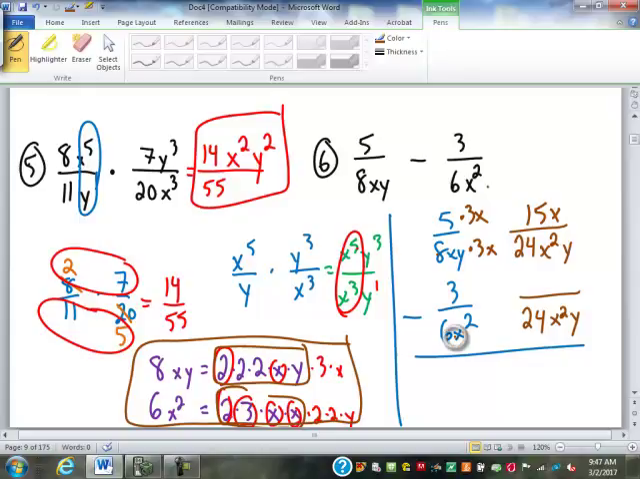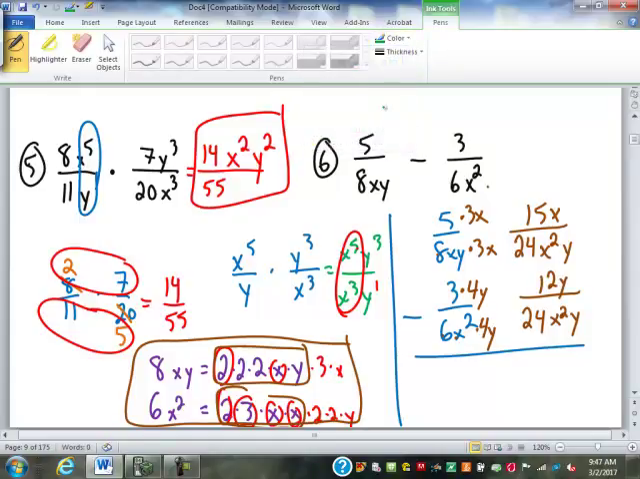Down here, what did we have to multiply? Well, the 6 has to multiply by 4. Do we have to do anything to the x? Nope, it's already an x squared. But we do need a y. So we have to multiply by y. So we have to multiply by 4y. So 3 has to also be multiplied by 4y, which will give us 12y.